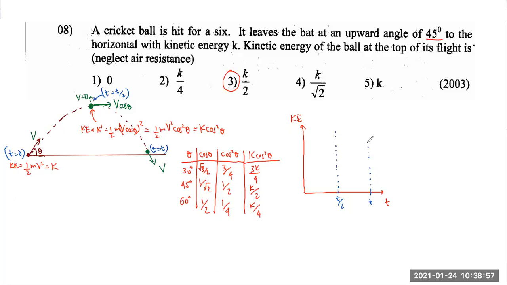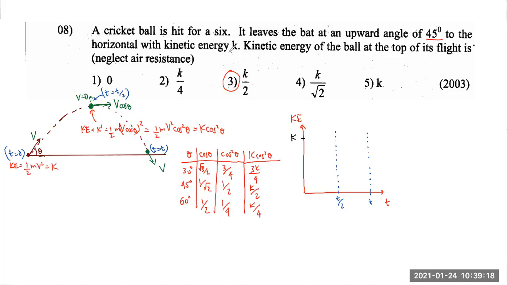And for all three situations, when you change the angle, let's say the initial velocity was the same. Kinetic energy is a scalar, so the direction doesn't really matter. As long as the magnitude doesn't change, kinetic energy will not change. So all three graphs, let's say they start at the value of k, the initial kinetic energy of the object.